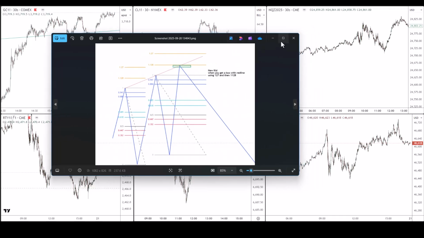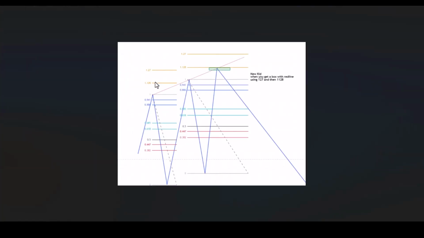So you'll understand that the fib levels here, when we have a red line, and if price is here, your eye will be attracted to the fact that the 1128 is very close to this pivot. However, you gotta pay attention to the further out fib level if your red line is pointing in that sort of direction. So you got to pay attention to the 127 here, and this one we call the new kid, and it's when you get a box with a red line using 127 and then 1128.